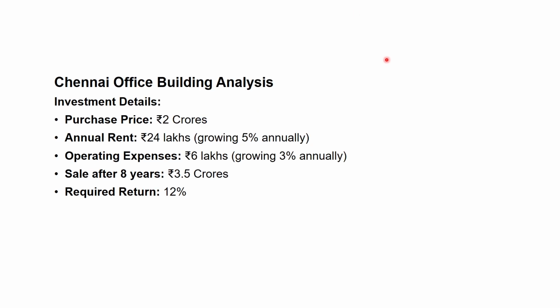Then we take one example here of a Chennai office building. So, let us analyze a concrete investment opportunity. The asking price here is 2 crores, right. The building currently generates 24 lakhs in annual rent, which we expect to grow at 5% annually. Operating expenses are 6 lakhs, growing at 3% annually. We plan to hold the property for 8 years and sell it for 3.5 crores. Our required return is 12%.